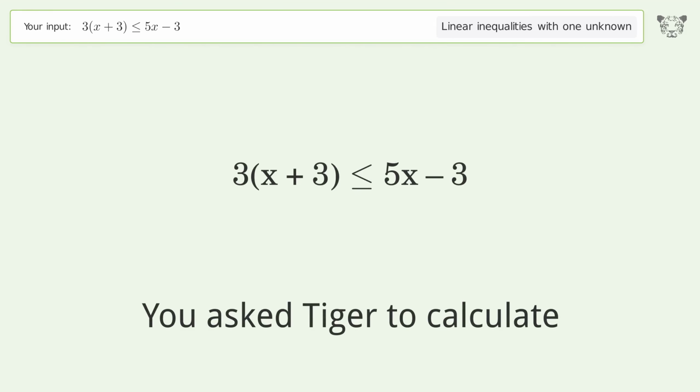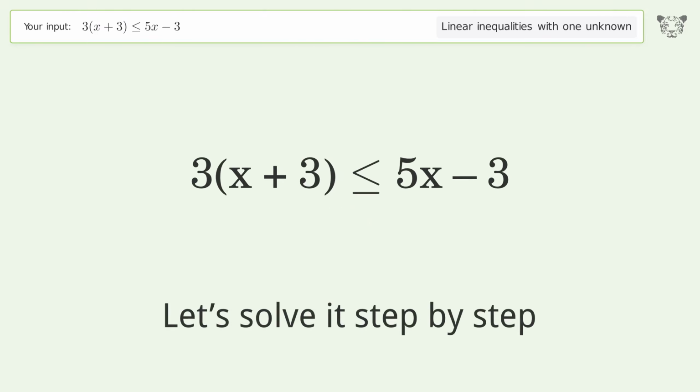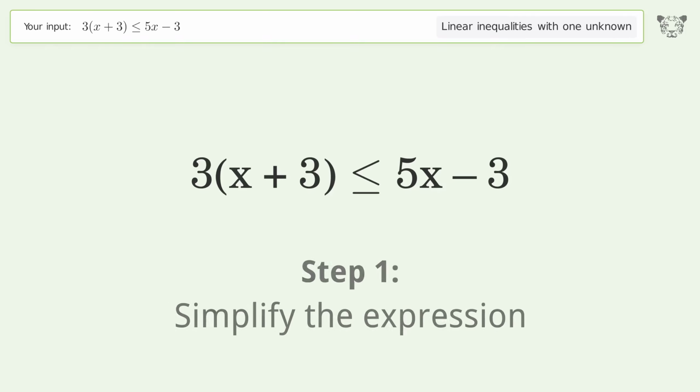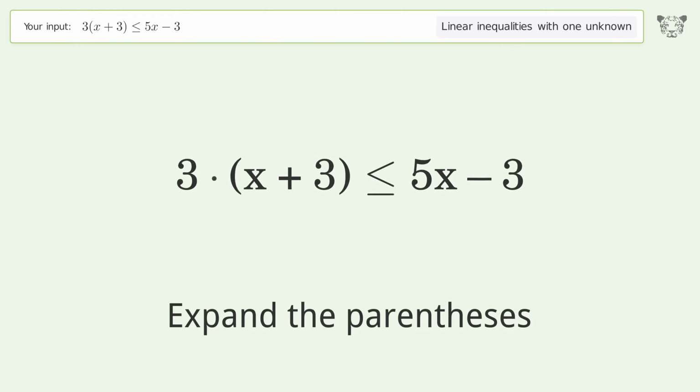You ask Tiger to calculate. This deals with linear inequalities with one unknown. The final result is x equal or greater than 6. Let's solve it step by step. Simplify the expression. Expand the parentheses.